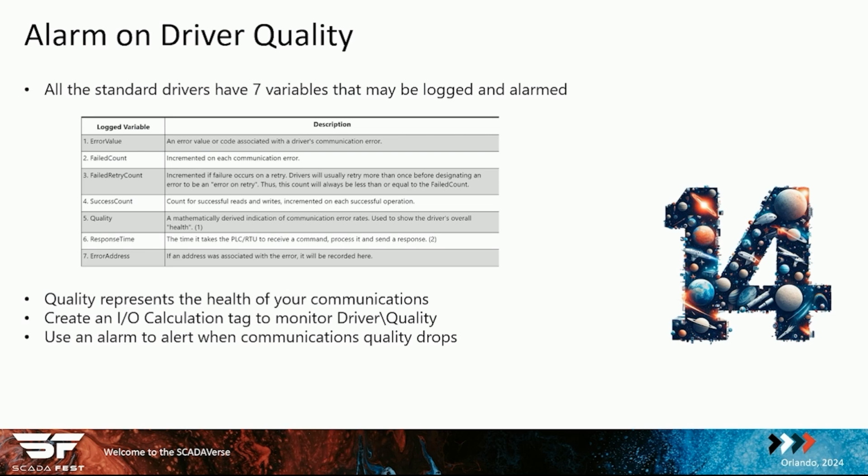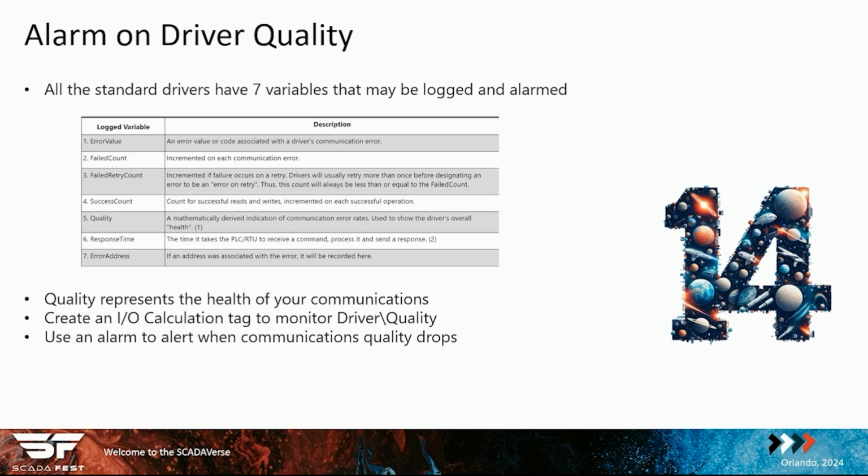So again, this is a standard feature built into the product, but a lot of people don't use it, and it's alarming on driver quality. All of our standard drivers have 7 variables built in that are across every driver. We've got the error value, which would be typically the error result coming back from the driver, the number of failed connection counts, the number of times it's attempted to communicate and has failed, and the failed retry count, so that's the number of times it's attempted to communicate, failed, and then retried to communicate.